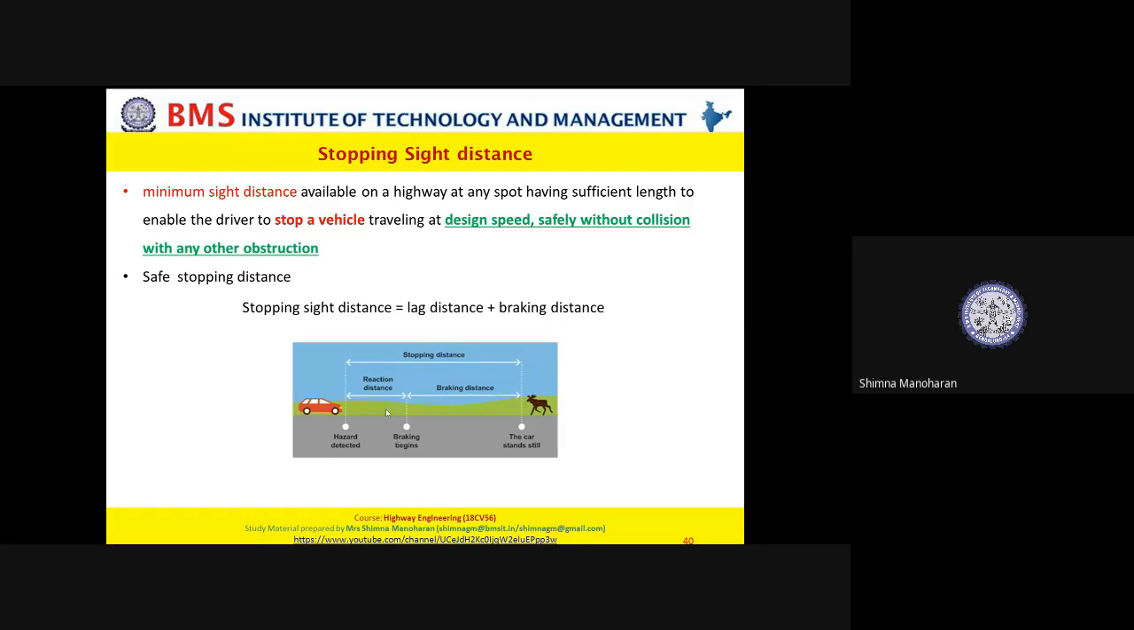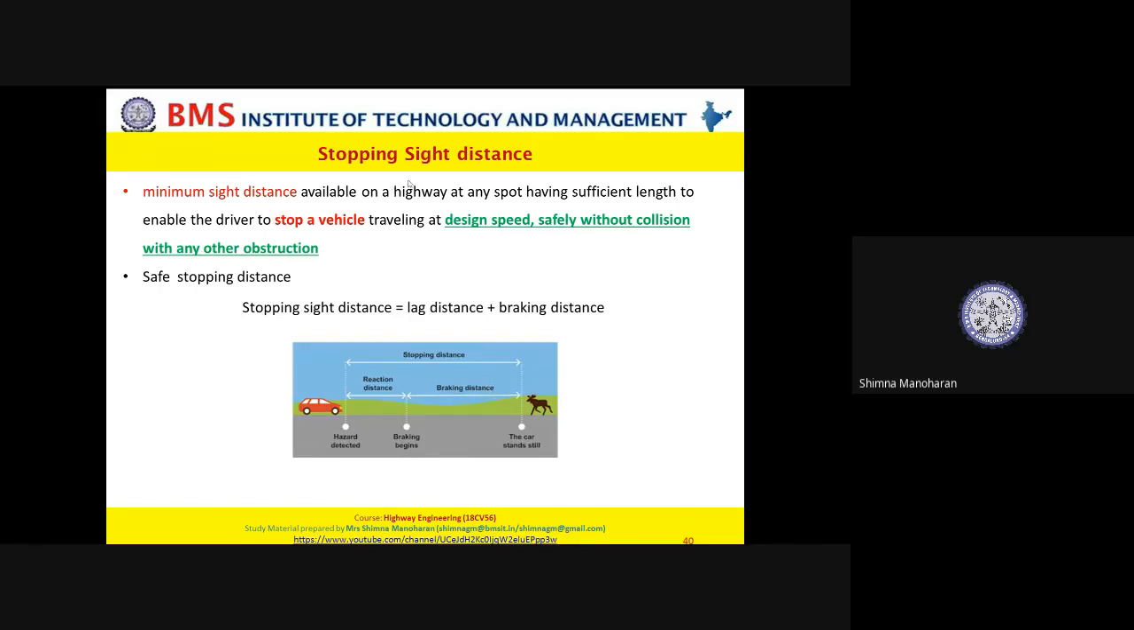And after this reaction distance, the driver decides what is to be done. So he or she applies the brake. So the distance that is being traversed by the vehicle from the moment the brake is applied until the vehicle stops, that is nothing but the braking distance. So the stopping side distance is nothing but the lag distance and then the braking distance.